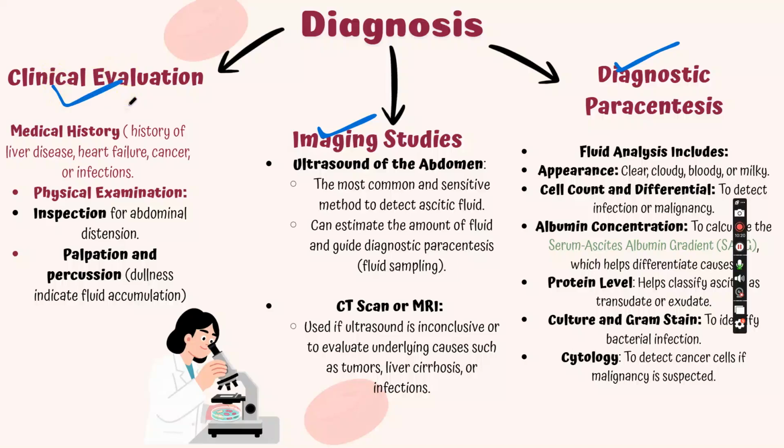In the clinical evaluation, we'll collect the patient's medical history. We'll ask, does he or she have any kind of liver disease, heart failure, cancer, or infection? These are important to be collected. Next, there is physical examination. In physical examination, we'll first do the inspection for abdominal distension. When you lift up the patient's clothes, obviously you will see abdominal distension. You will see the patient's limbs are quite fragile, or there will be peripheral edema in the lower extremities.